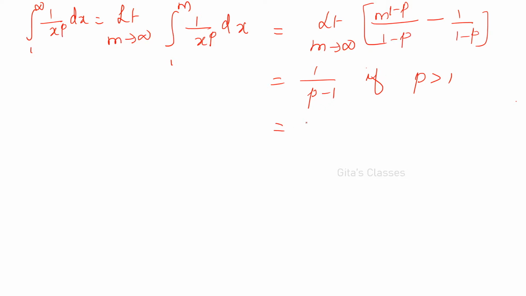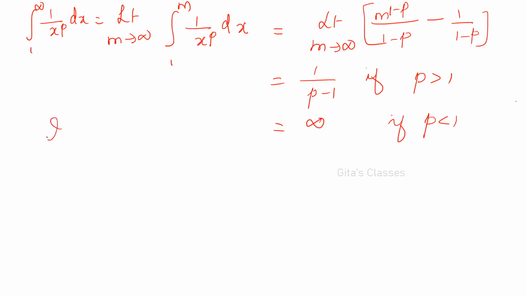And if p is less than 1, what will happen? If p is less than 1, then it will become plus infinity, m power some positive value. Therefore, as m tends to infinity, it will be there in the numerator only. Therefore, it will become plus infinity. So what you got here: finite means convergent, infinity means divergent, right?